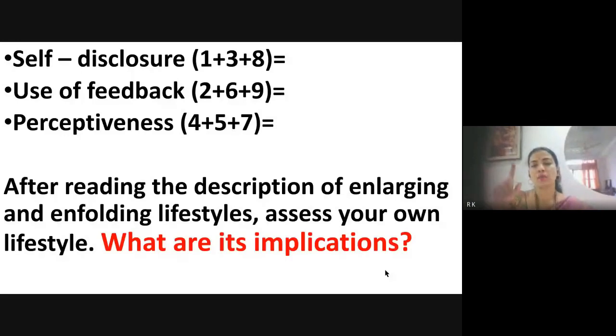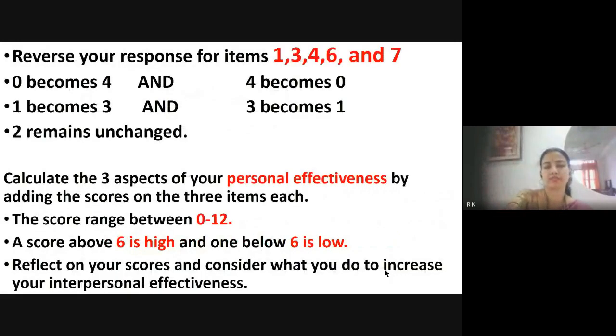Item numbers 1, 3, and 8, the total of that. Item number 2, 6, and 9, the total of that. Item number 4, 5, and 7, the total of that. Okay? You have got a scoring. How does the scoring happen? The reverse items you would have done, then you would have put the scores. So the score ranges from 0 to 12.